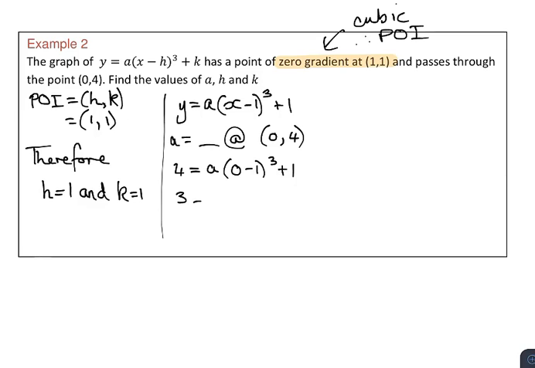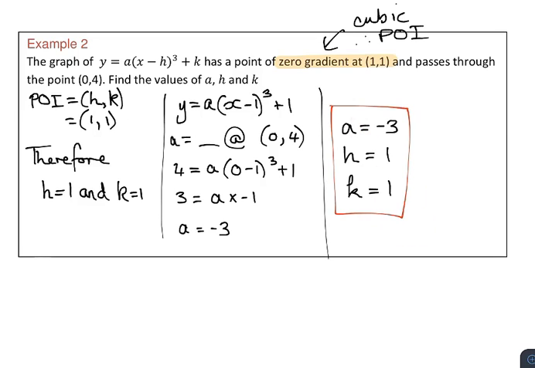So 4 is equal to a times negative 1 plus 1. So this part here, negative 1 cubed, this is negative 1. And I can minus 1 from both sides and then divide by negative 1. So I now know a is equal to negative 3. And as we're after the values of a, h, and k, I'm actually just going to rewrite this so I can box it neatly. A equals negative 3, h equals 1, and k equals 1. Red box it, and that question's now complete.